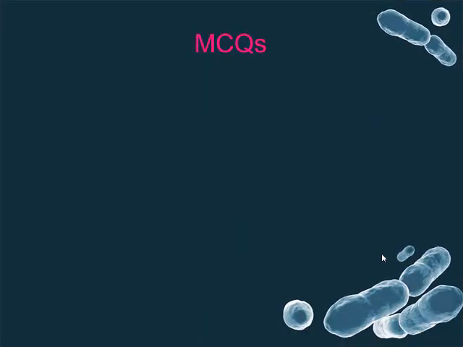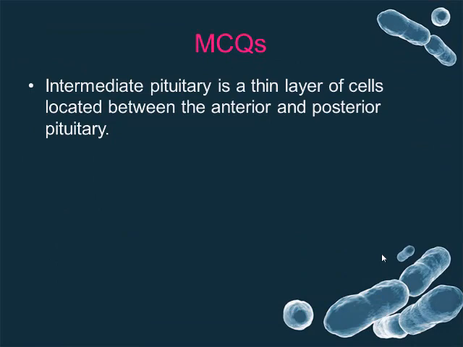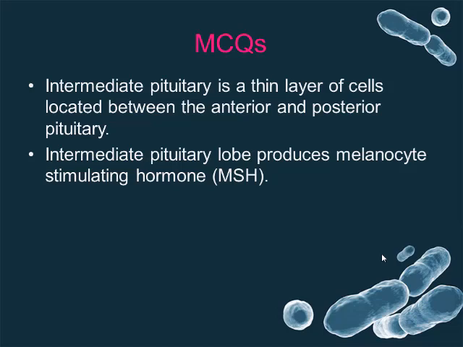Important MCQs. Intermediate pituitary is a thin layer of cells located between the anterior and posterior pituitary. Intermediate pituitary lobe produces melanocyte stimulating hormone, which is also called MSH.